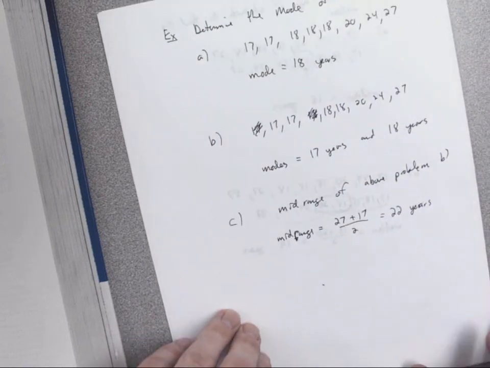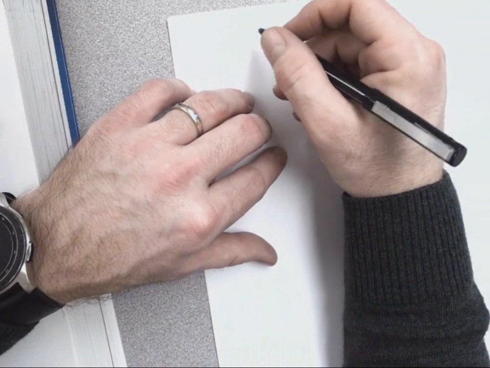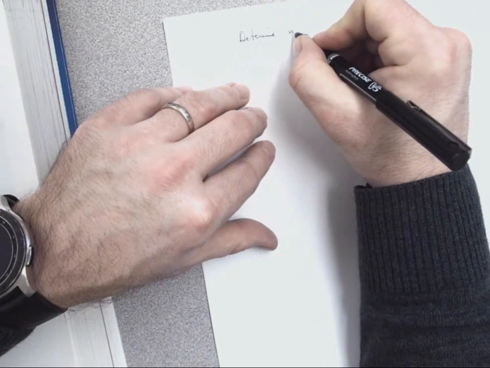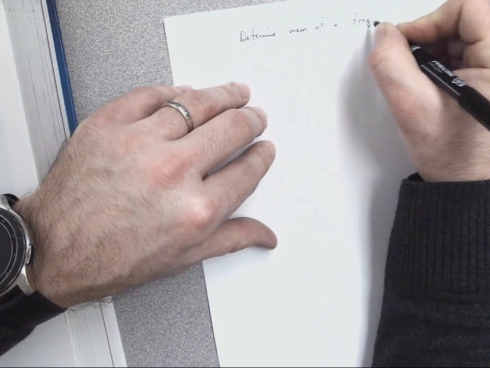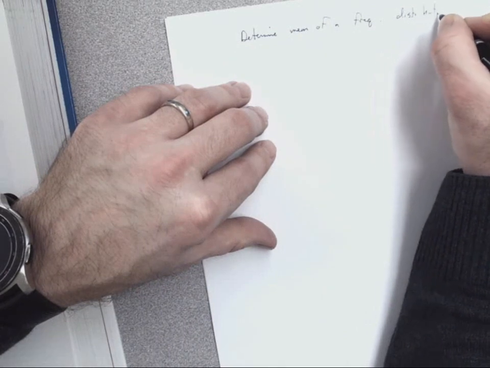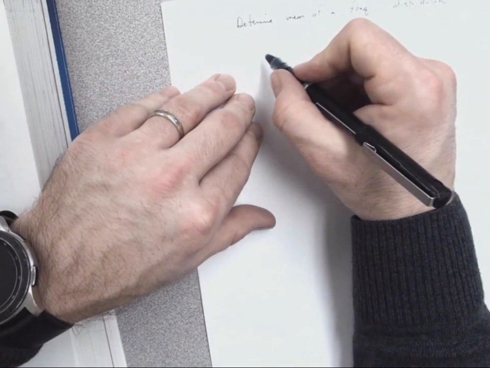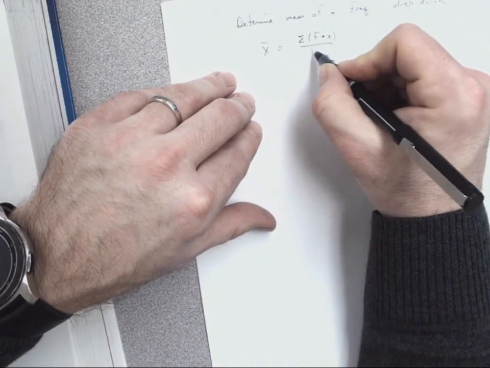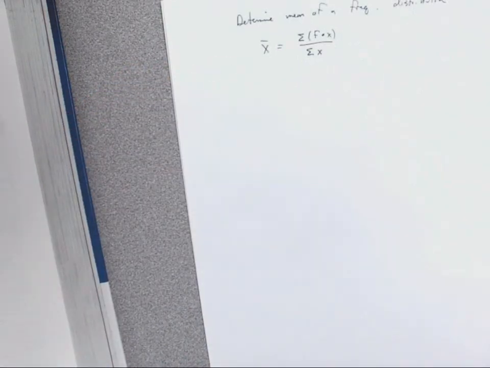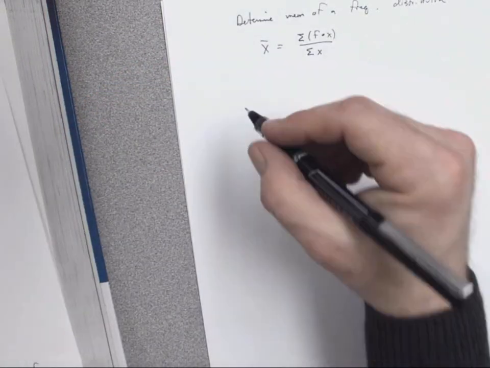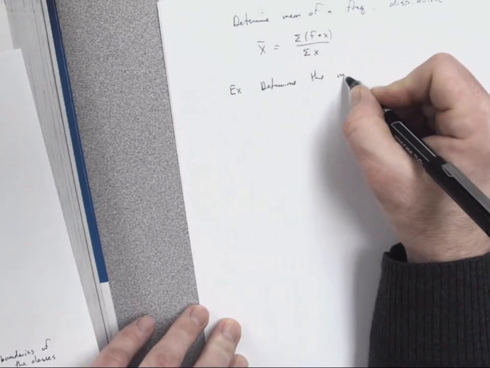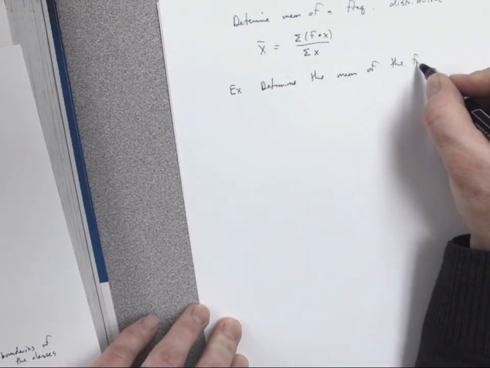A weighted mean. To find a weighted mean, or the mean of a frequency distribution, which is the same thing, we determine the mean of a frequency distribution. It says x bar is equal to the sum of f times x, all over the sum of f. Now let's pull out our previous frequency distribution and find the mean of this. So example, determine the mean of the frequency distribution.